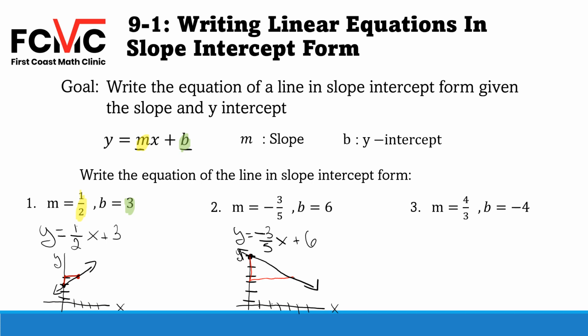And then number 3, our slope is 4/3. Our y-intercept is -4. So our equation should be y equals 4/3 x minus 4. Now we're going to start in quadrant 4. We're starting on the negative. So let's start at -4 on the y-axis to graph this. And we're going to go up 4, right 3.